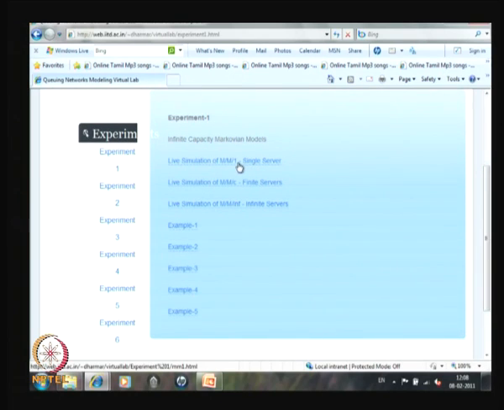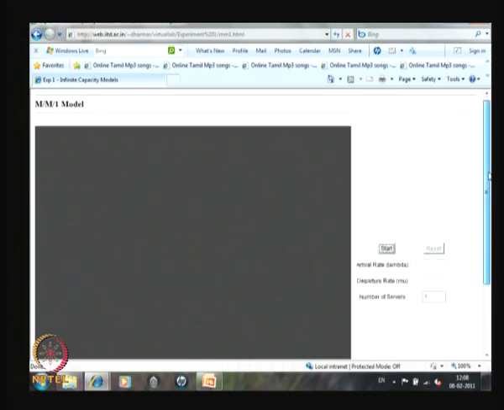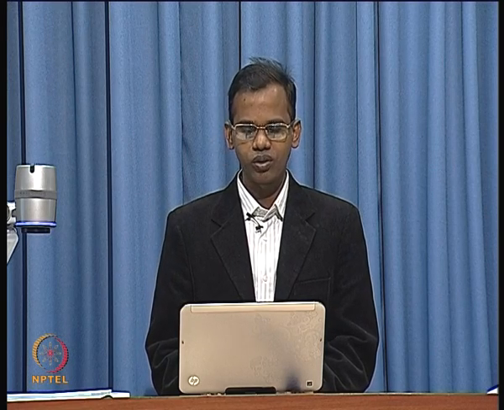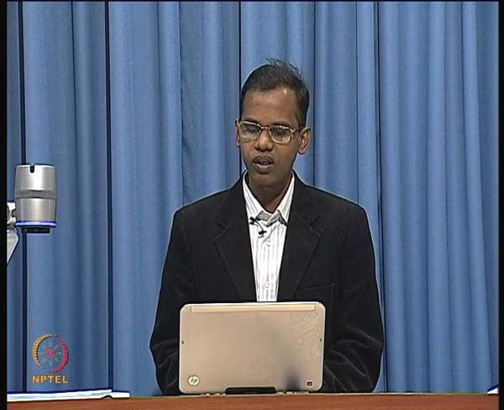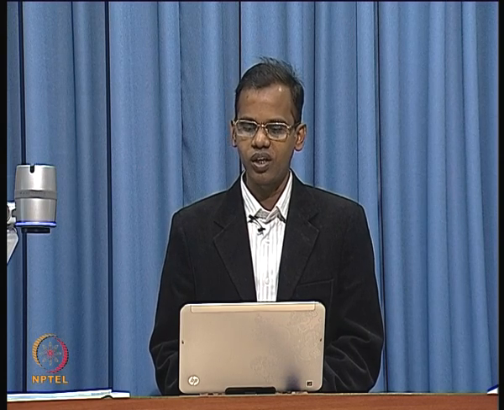live simulation of a MM1Q single server, as well as you can simulate a multi-server queue model, and you can go for the infinite server model also. So, here I am simulating the MM1 queuing model. To simulate it, you need the information about the inter-arrival time, that is exponential distribution. You need a parameter lambda, the value of lambda, as well as a value of mu. That mu is nothing but the service rate.